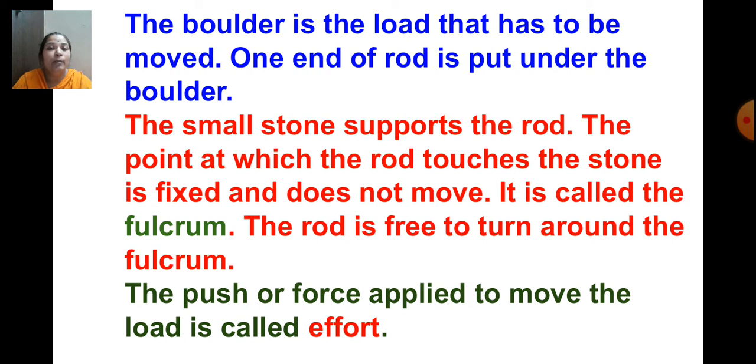Now understand about this, children. The previous picture that we saw, the boulder is the load. That boulder or big stone is the load that has to be moved, or that is the work which has to be done. So that will be called as load. One end of the rod is put under the boulder. Now as we saw that to move that bigger stone or boulder, the boy took the help of the rod. And how did he do it?